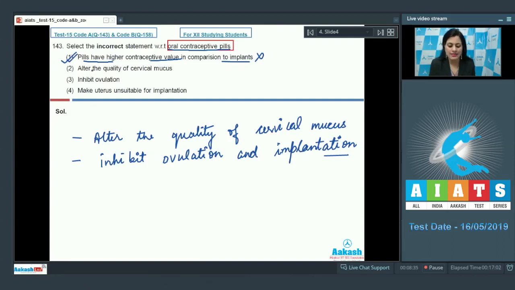The next option given is alter the quality of cervical mucus, and as it is a correct statement, this cannot be a correct answer to our question. The next option given is inhibit ovulation, and as it is also a correct statement with respect to oral contraceptive pills, this cannot be a correct answer to our question. And the last option given is make uterus unsuitable for implantation, and as it is also a correct statement, this cannot be a correct answer to our question. So the correct answer to this question is option number 1. Let's discuss our next question.